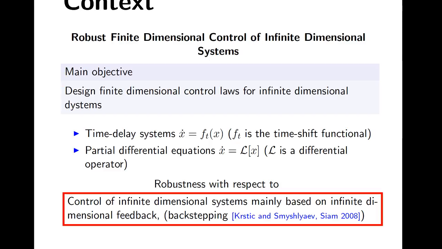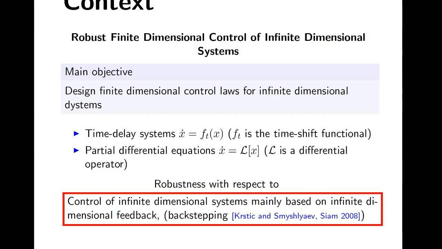In general, when we look at the literature on control of infinite dimensional systems, we see that most of the approaches rely on backstepping, which is a technique that has been worked out essentially by Miroslav Krstić. This technique relies on a certain transformation of the PDE, which allows us to streamline the problem of boundary feedback control for this class of PDEs. The drawback of this approach is that the resulting controller is an infinite dimensional controller, which is difficult to implement.